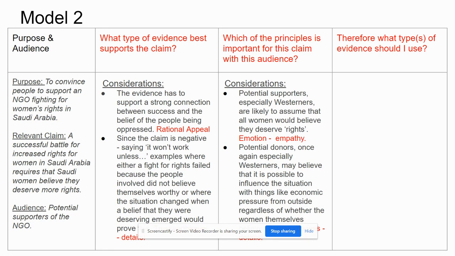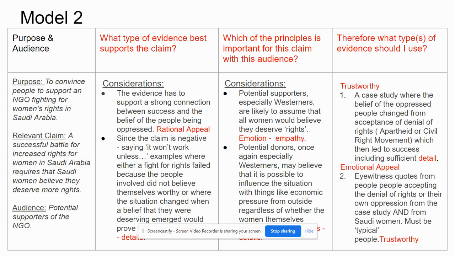A second consideration would be potential donors. Once again, perhaps especially Westerners may believe that they have the power through economic pressure and all those kinds of things to influence the situation, regardless of whether the women inside the situation believe that it's happening. So in order to make this trustworthy, we're going to need to have sufficient details in our case to prove that that is not the case or hasn't been the case in the examples we use. So trustworthiness and emotional appeal seem to be the two principles that are the most important here.